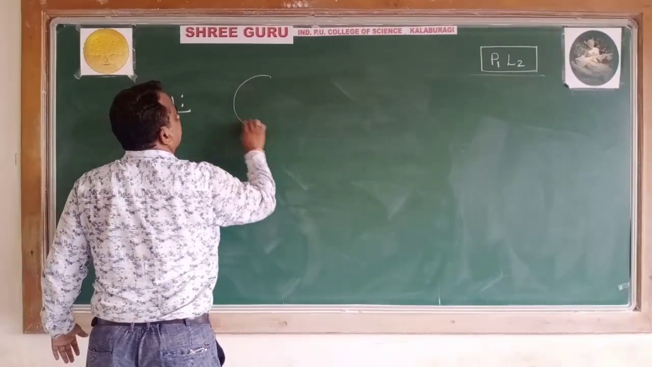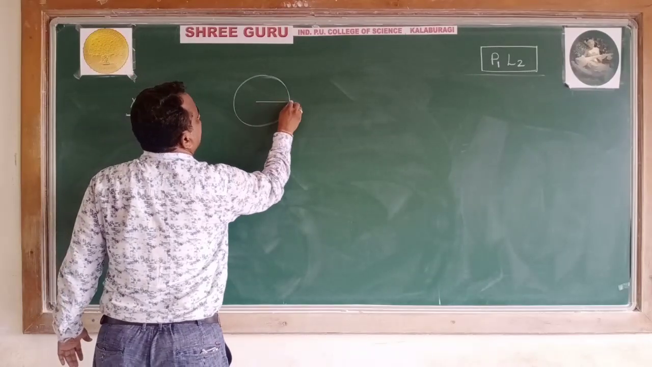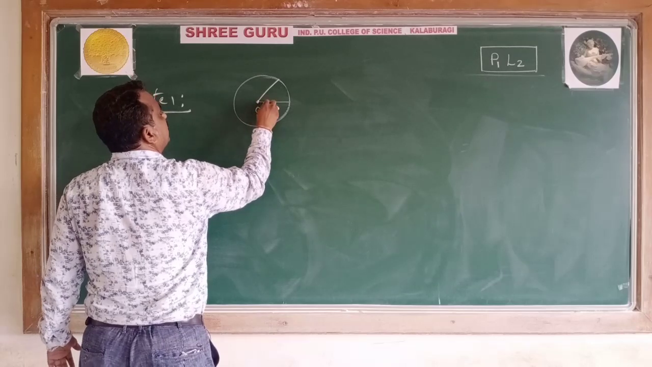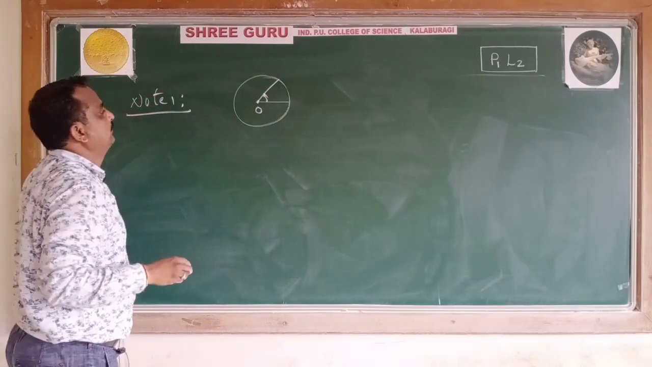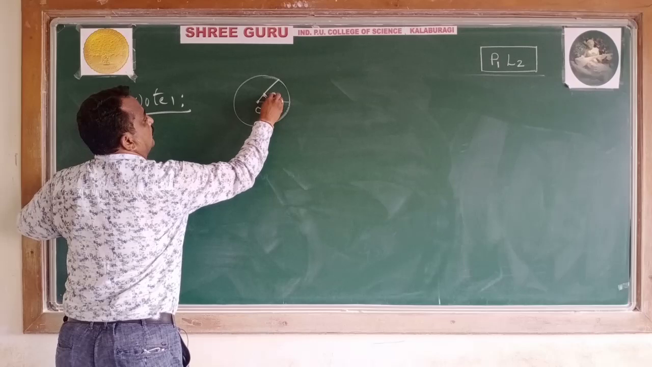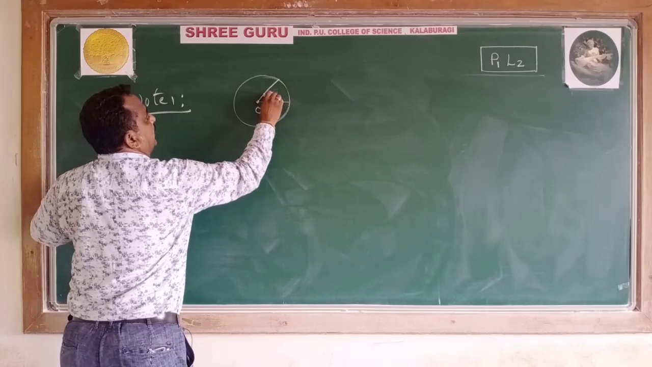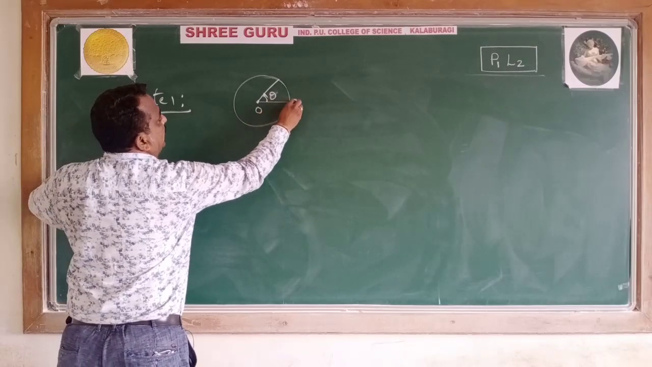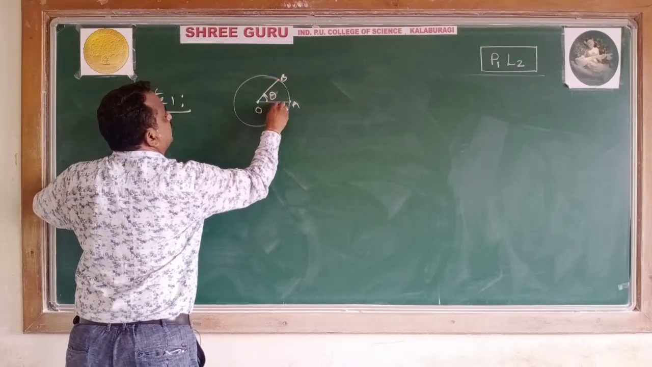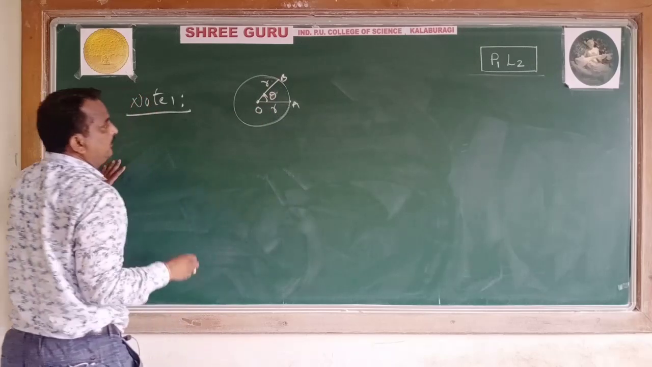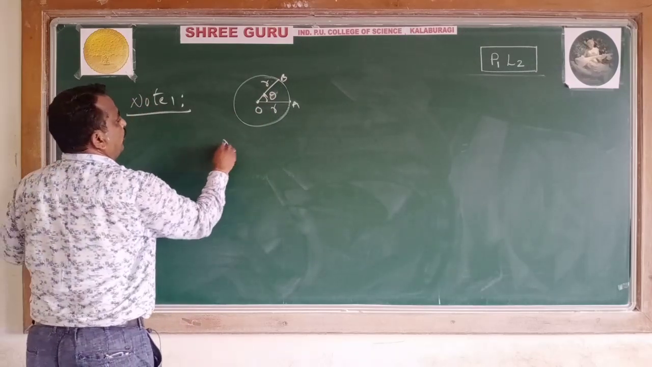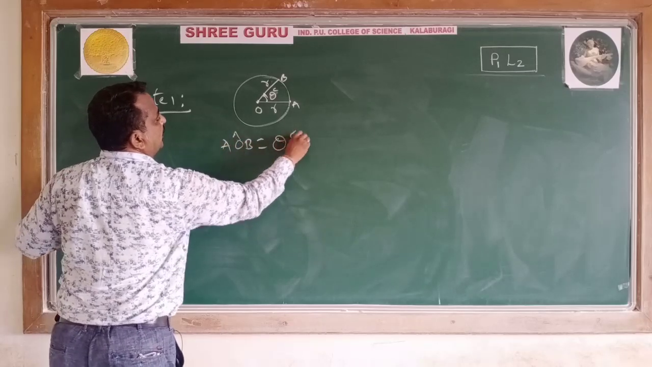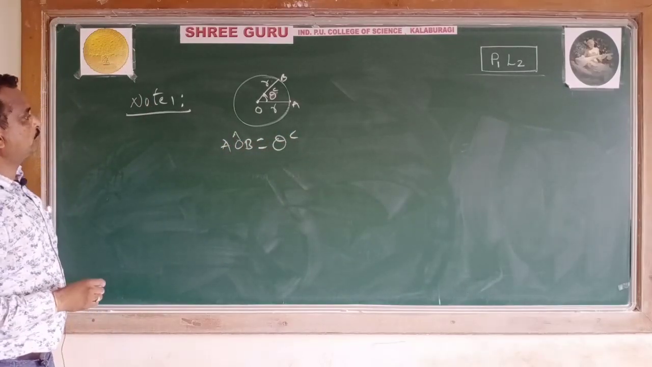Now see, a radian is the measure of an angle subtended at the center of a circle by an arc whose length is equal to the radius. So this is the length of an arc, angle AOB, this is the radius, subtended at this angle at the center. Now you know angle AOB is equal to theta radian.